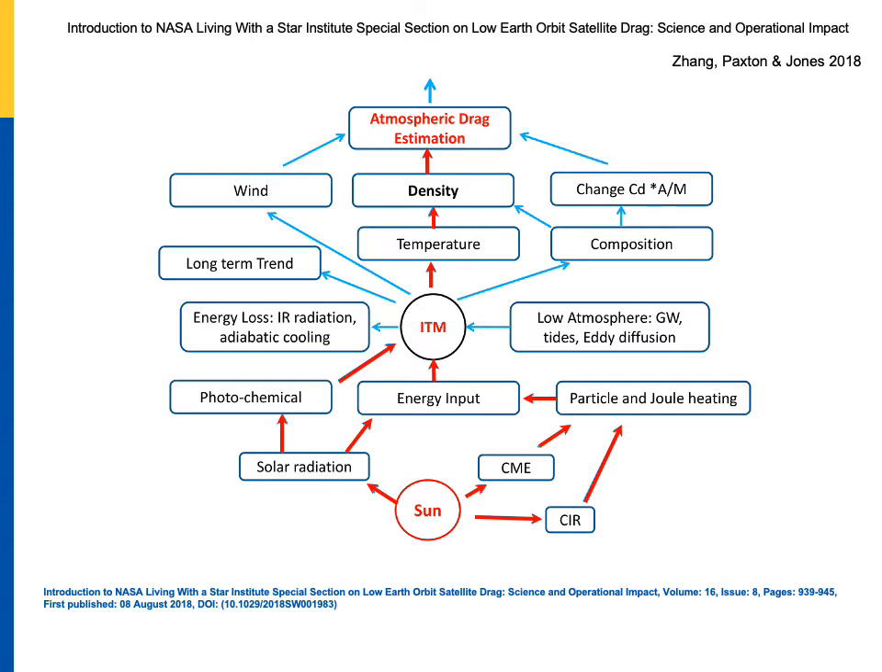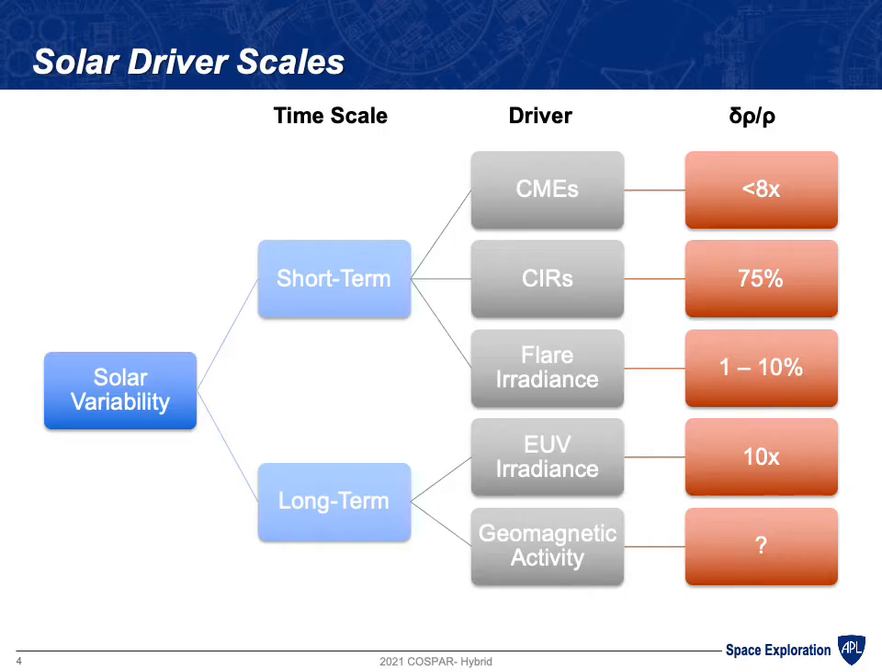In the next chart, I try to summarize the impact of those effects on the thermospheric models. So here I have compared both short-term and long-term effects. For short-term, obviously, we have the CMEs and CIRs, and in terms of irradiance, the flare irradiance. And as you can see, the biggest impact, at least on density variation, comes from CMEs, about a factor of 8. Long-term, we have, of course, the EUV irradiance, which at a factor of 10 or so is actually the biggest contributor in thermospheric variance.